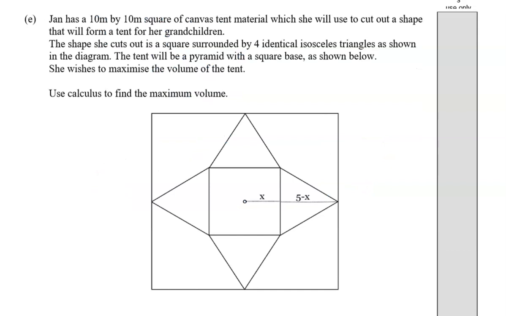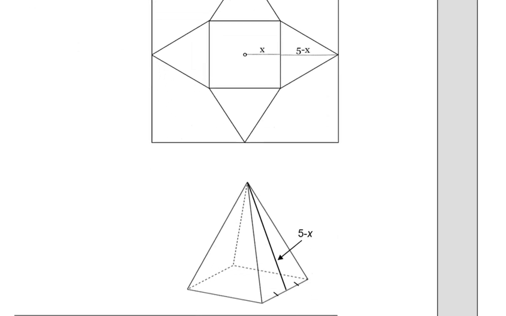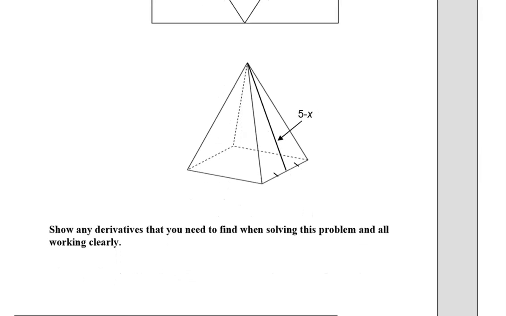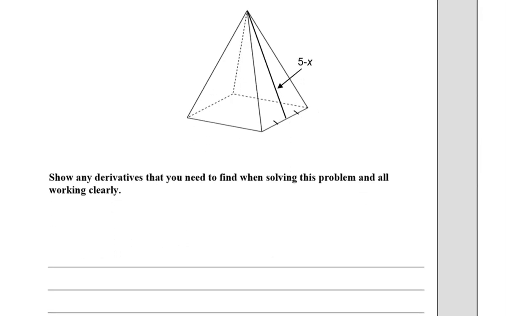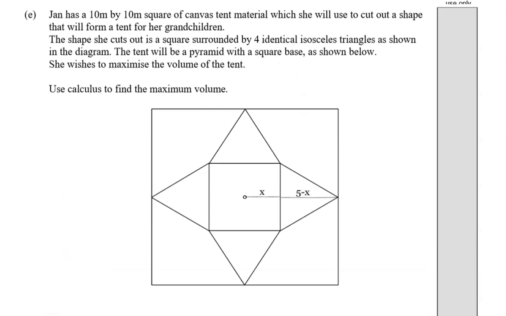Okay, last question. We've got this template for creating a tent, and we want to maximize its volume. So in order to maximize the volume, we will need to work out a formula for the volume. So the formula for the volume of a pyramid is 1/3 times the base area times the height. So let's get something for the base area.